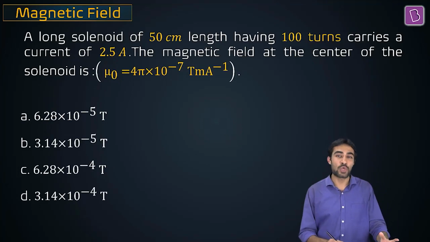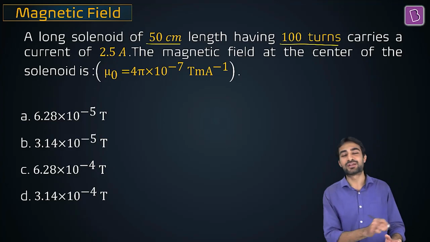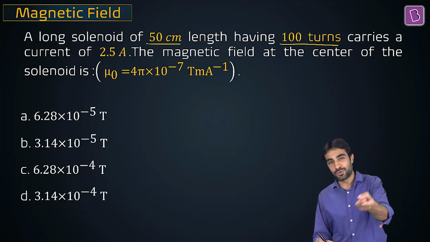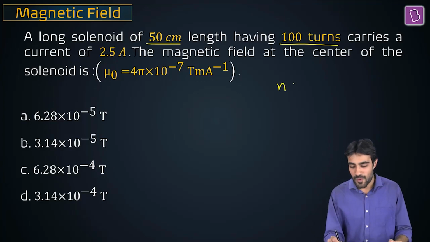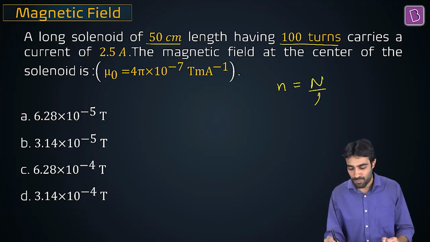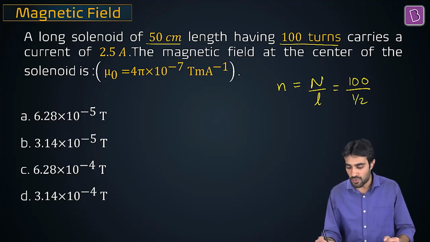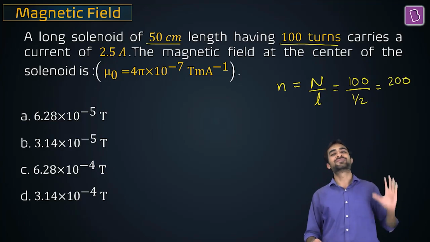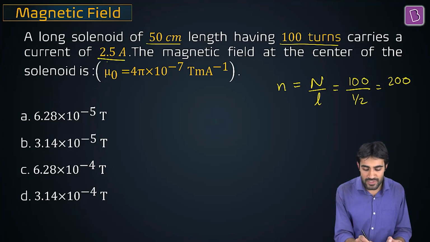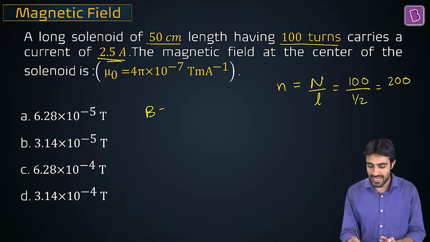So we have a nice solenoid, and we know the length of the solenoid and the number of turns in the solenoid. That is, we know the number of turns per unit length. The number of turns was 100 for the length of 50 centimeter, that is half a meter. So the number of turns per unit length, small n, is equal to 200. Now we also have some information about the current. It is 2.5 ampere and we have to find the magnetic field B.